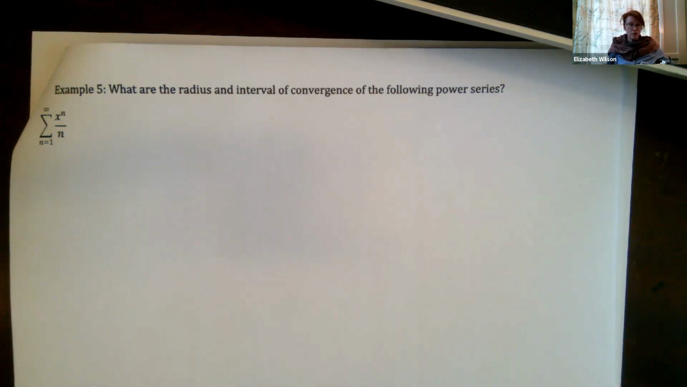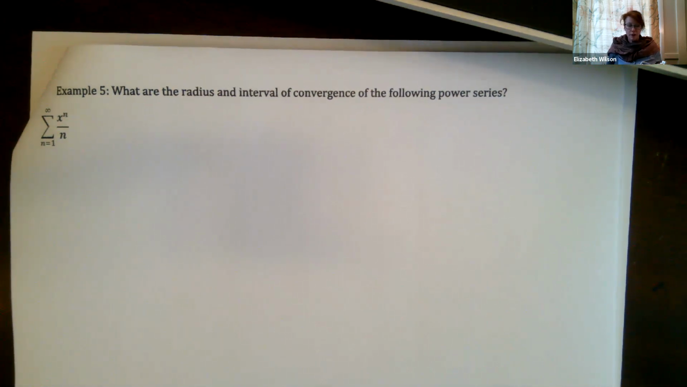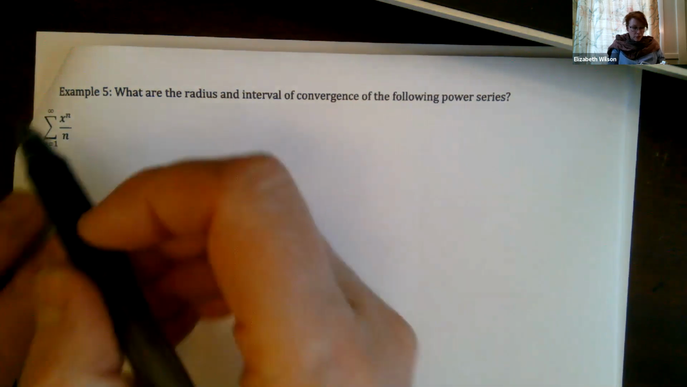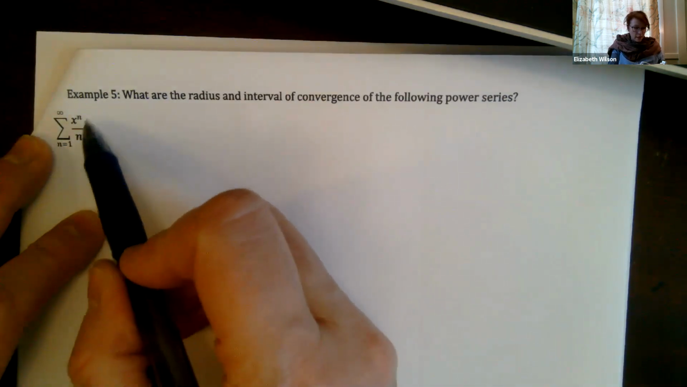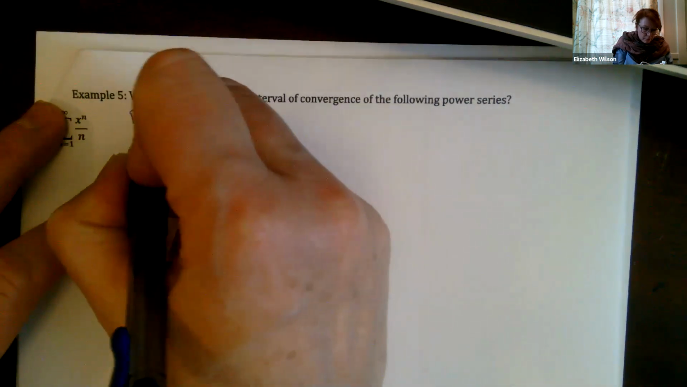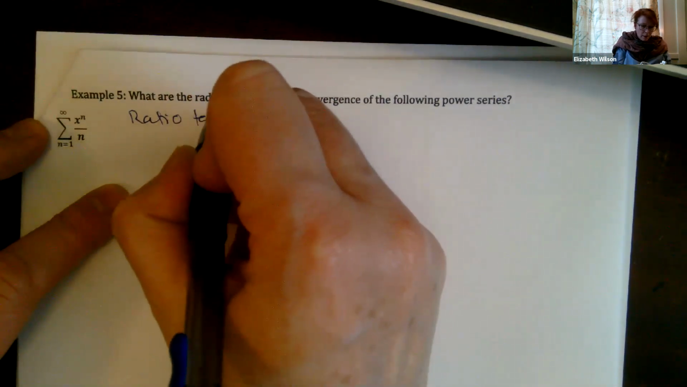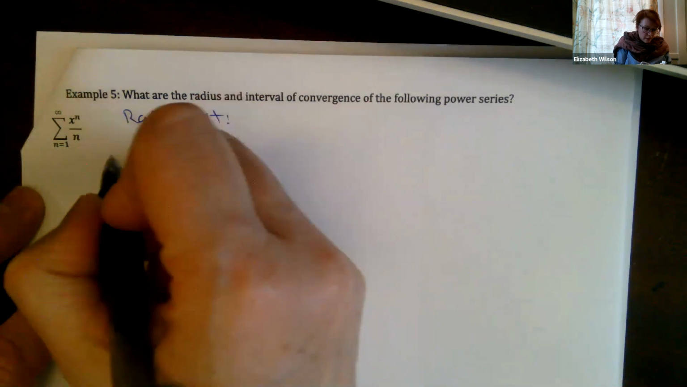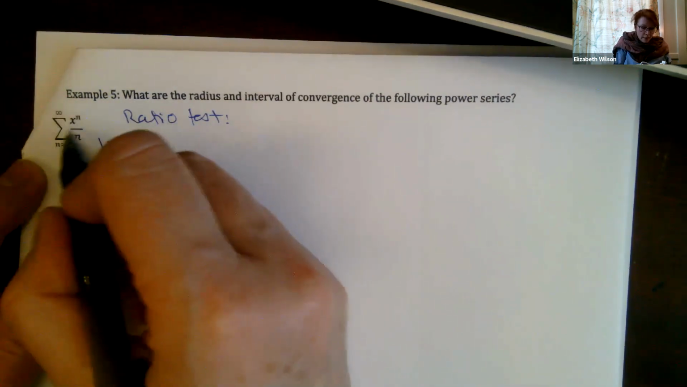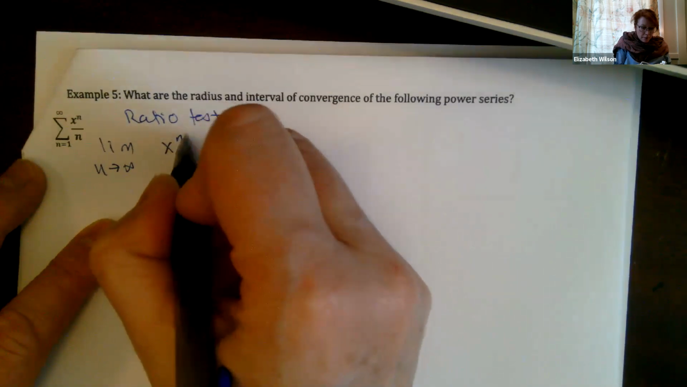Right now we're using the ratio test on our power series to help us figure out the radius of values around which this polynomial is going to equal the function. So for this one, x to the n all over n, we're going to apply our ratio test. When we do our ratio test, I'm going to say the limit as n goes to infinity. Everywhere I see an n, I replace it with an n plus 1.